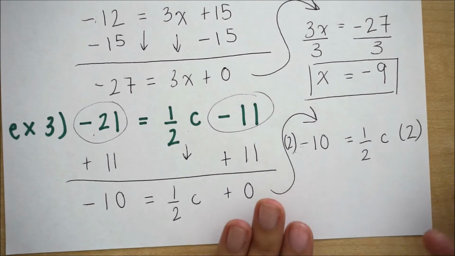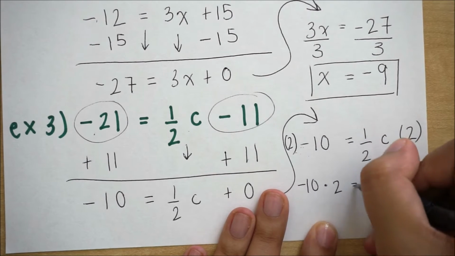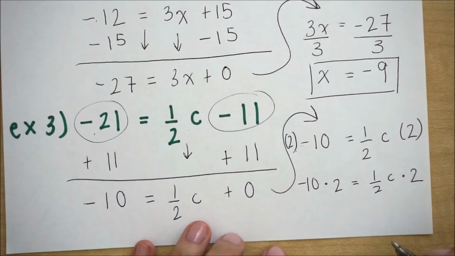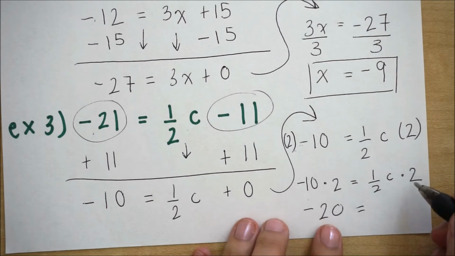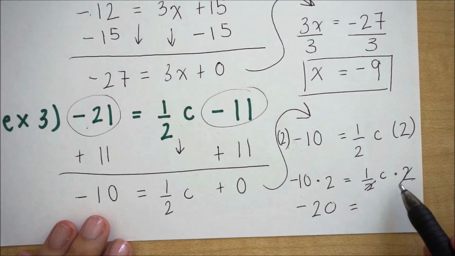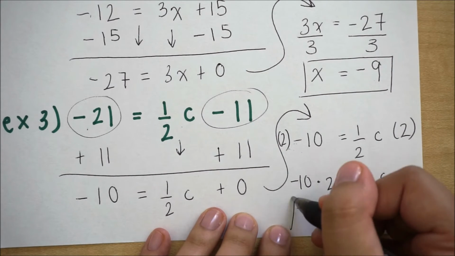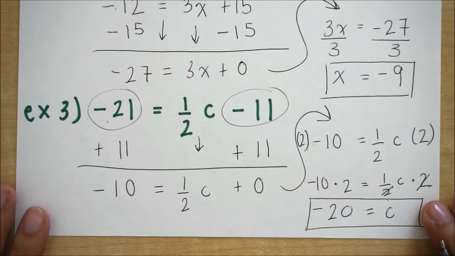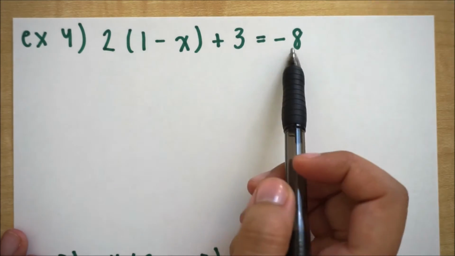All right, I'm going to multiply both sides by 2. Why am I doing that? I'm doing that because I want to isolate c. And how do I do that? I can multiply the denominator with the same number as the numerator, if that makes sense. So I multiply both sides by 2, so I can cut out the 2's on the right side, so I can just have c, and c is equal to negative 20, since negative 10 times 2 is negative 20.